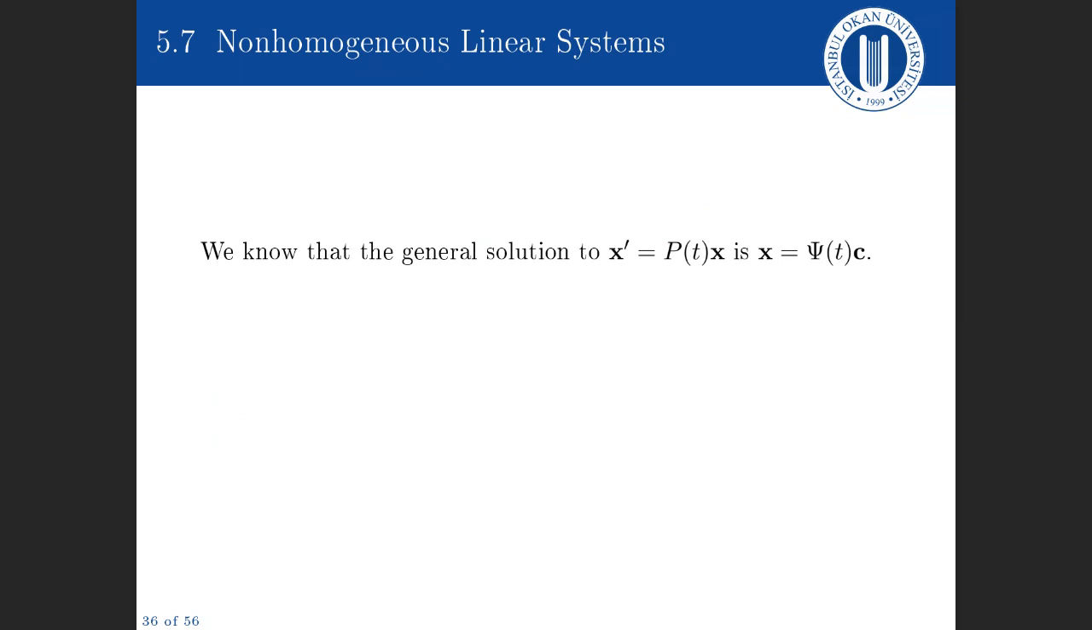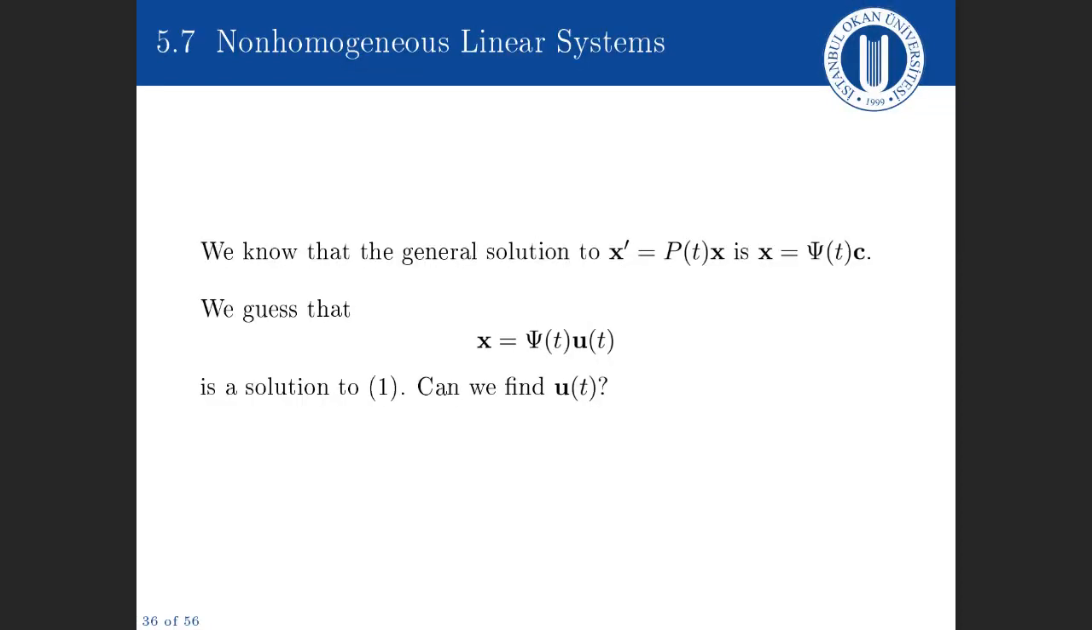If Psi is a fundamental matrix for the homogeneous equation, then we know that the general solution to the homogeneous equation can be written as x is equal to Psi c, where c is a constant vector. The idea of the method of variation of parameters, or the guess that we're going to be making here, is: can we replace the constant vector c by some unknown function u of t? And can we choose u of t so that our new function is a solution of the non-homogeneous equation? Same kind of idea that we were doing back in chapter three. So then the question becomes, can we find u of t?